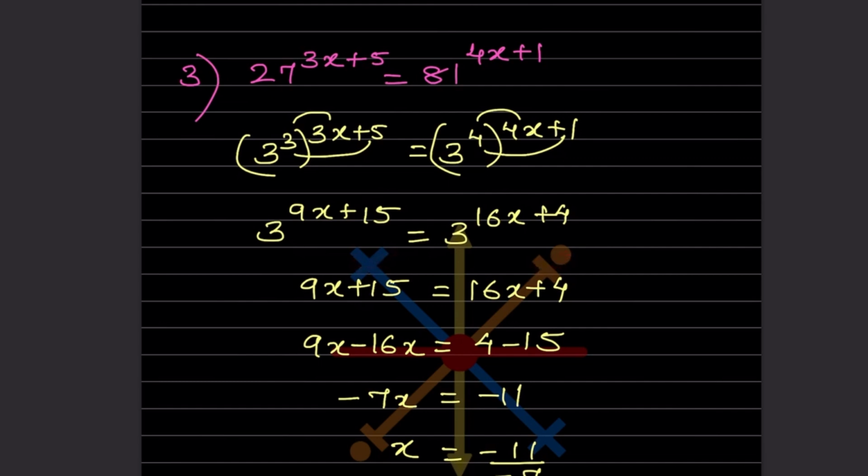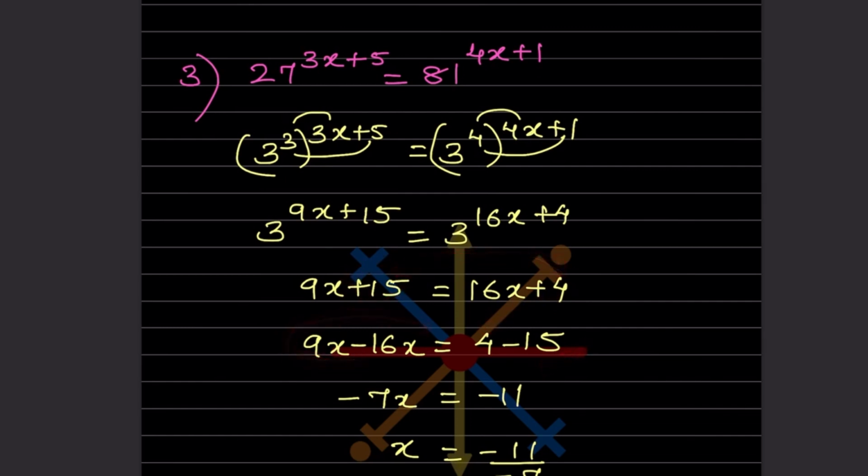So now after writing this, you are going to bring the like terms together. So 9x is already over here. If you bring 16x over here, this is actually positive, it is going to be negative 16x. And 4 is on the same place, right hand side. If you take this, you have to take along with the sign, plus 15 becomes, if it goes here, minus 15.